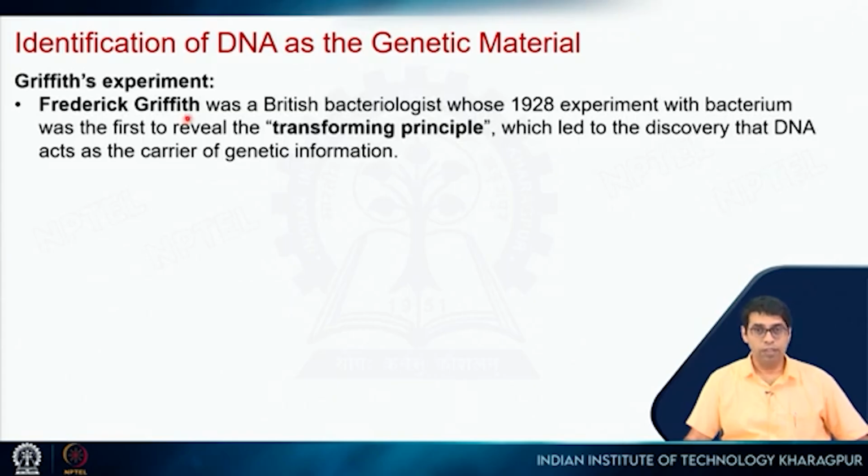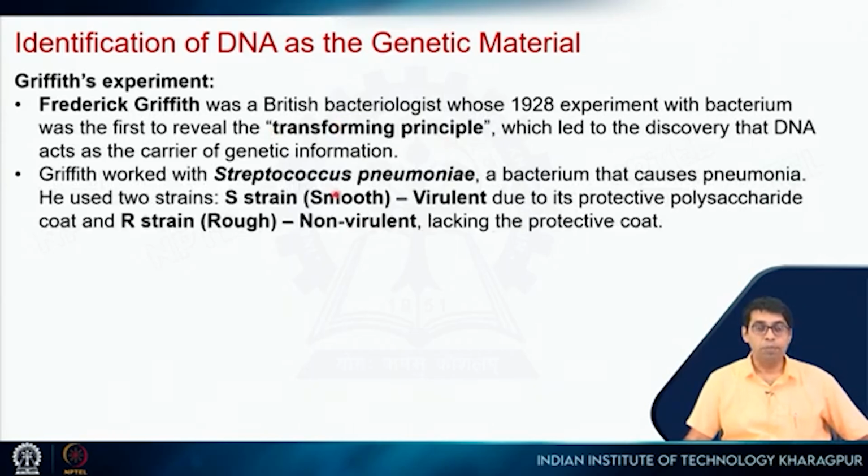So, this was discussed in the first week's lecture, so I am briefly going to talk about it. Griffith was a British bacteriologist. In 1928 he performed this experiment which revealed this transforming principle, right? So, what is the transforming principle? To do that, Griffith used Streptococcus pneumoniae.